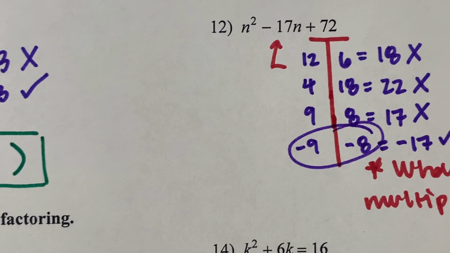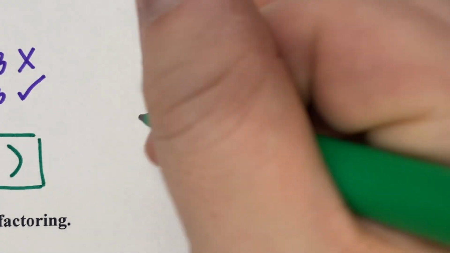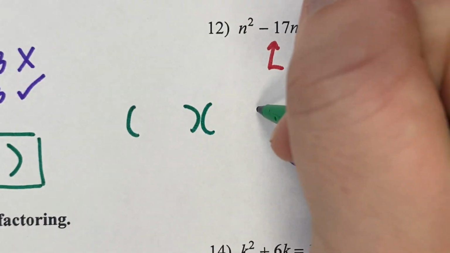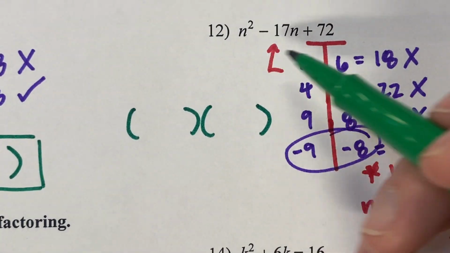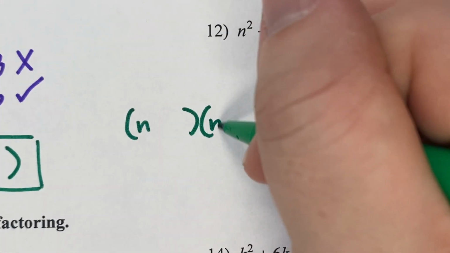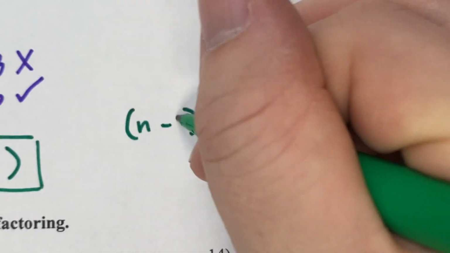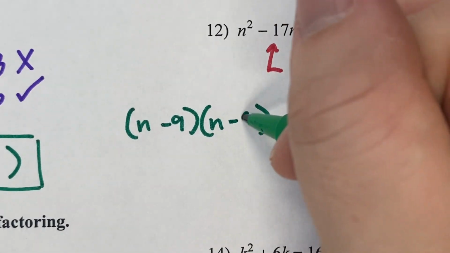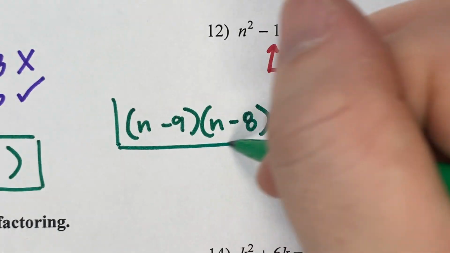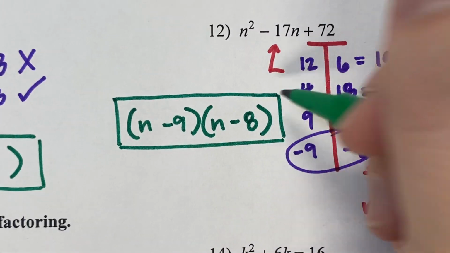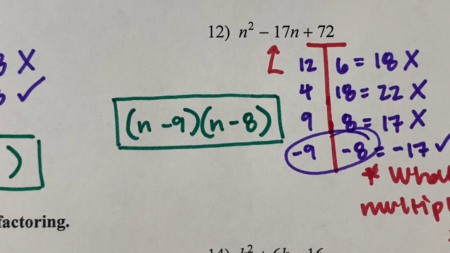Now I just need to put them in factored form. Okay, so I have my two sets of parentheses. My variable goes in front. This time it's n and n. And minus 9 for negative 9. And minus 8 for negative 8. And there we go.